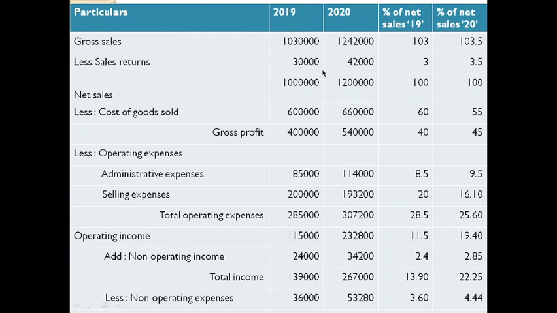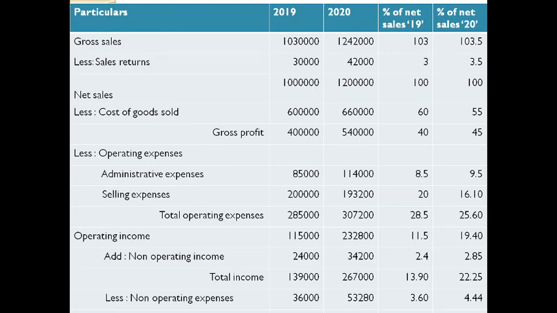Followed by sales returns, you will have say 30,000. Same case, 30,000 divided by net sales of that particular period, you will get 3 percentage. Followed by net sales, 10 lakh divided by 10 lakhs, you will get 100 percentage. After that, cost of goods sold 6 lakhs divided by 10 lakhs, you will get 60 percentage. From net sales, by deducting cost of goods sold, you will get gross profit 4 lakhs divided by the net sale of that particular year. Don't mix with the next year.